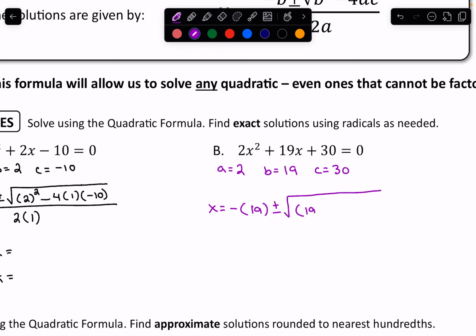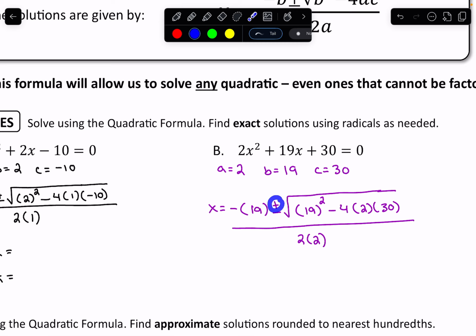B squared minus 4 parenthesis A parenthesis C. All of that is on top of the fraction. On the bottom of the fraction is just 2 times 2. You're going to type that in your calculator twice. The first time you're going to use the plus. The second time you're going to use the minus. And that's going to give you two different answers for X.